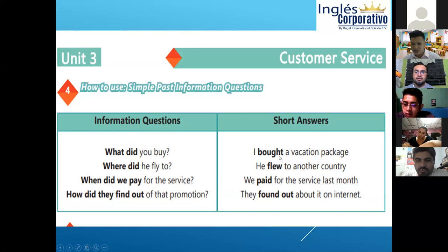And the possible answer, it says... I bought a vacation package. Okay, really good. I bought a vacation package, right? Entonces, ya nos está diciendo specific information, lo que compró. Okay, nice. We're going to continue with this example. What about this one? Where did he fly to?